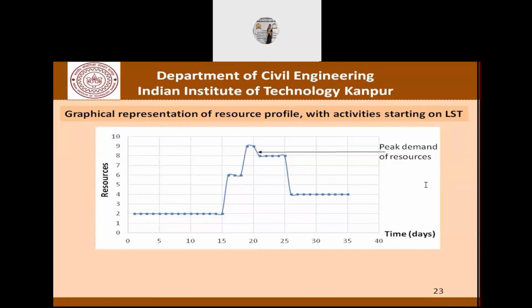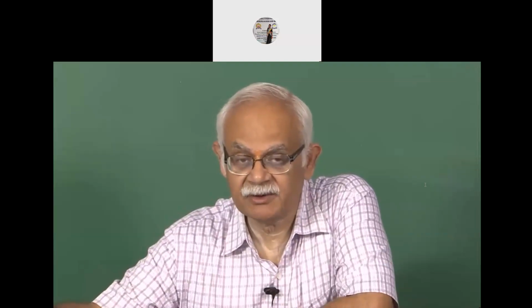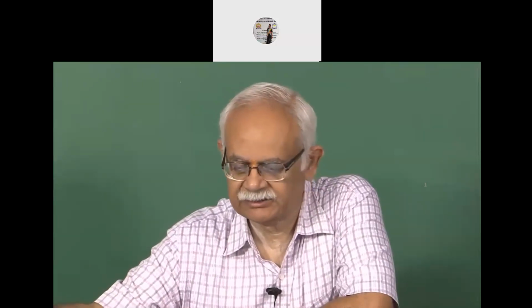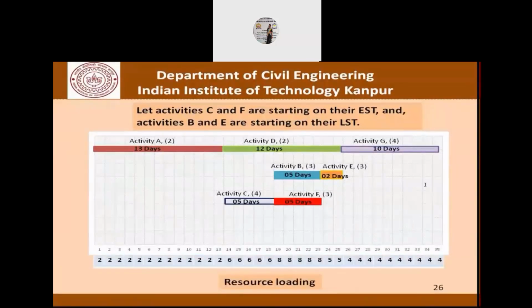Now let's do yet another iteration with the same example. So let's try to do another iteration and try to see if we can remove the peaks further and reschedule our non-critical activities. But what we must remember is that we must remain within the floats of these activities. Now, with this thought in mind, that we use the floats and try to reschedule the activities, let's do this iteration. In this one, what we are saying is that activities C and F, which is here, are starting at their earliest starting times, which is somewhere here, and B and E are starting at their latest starting times.